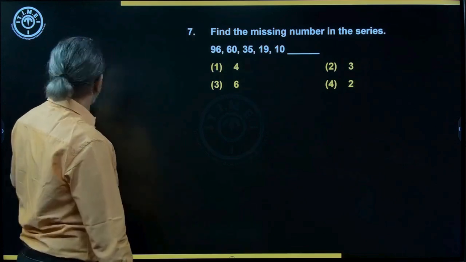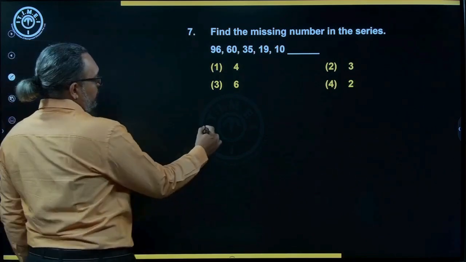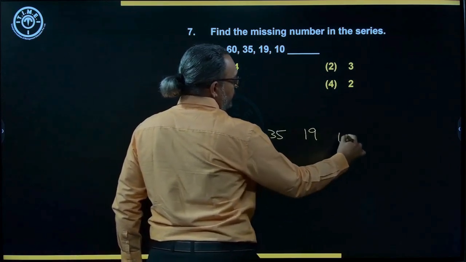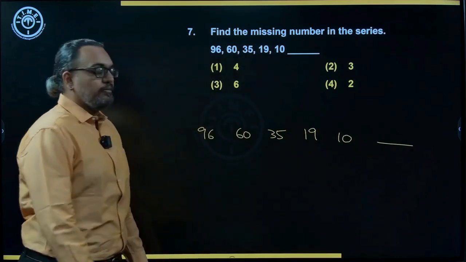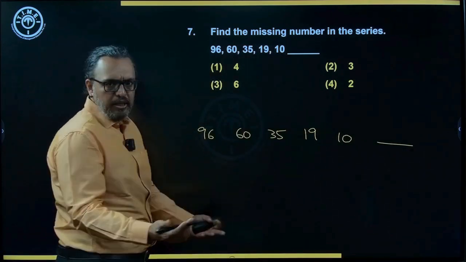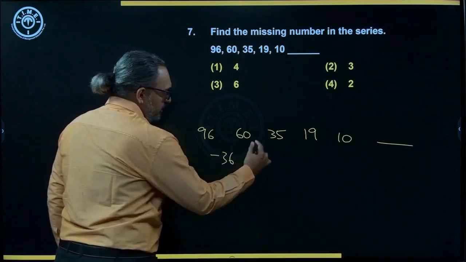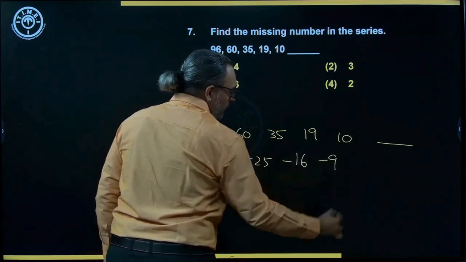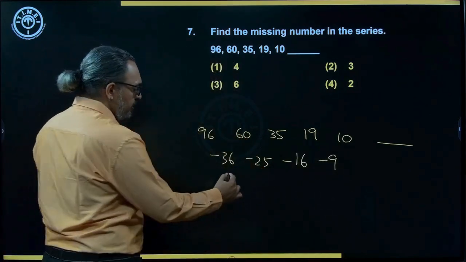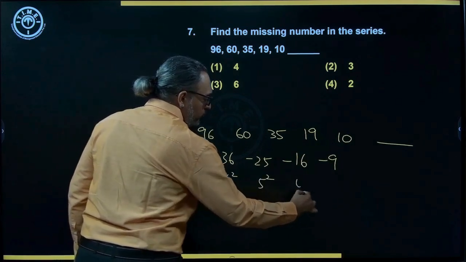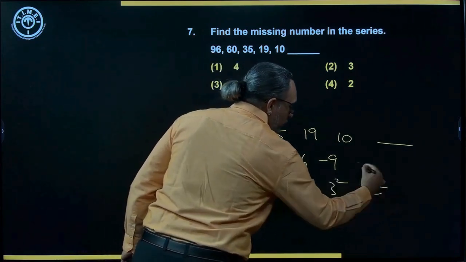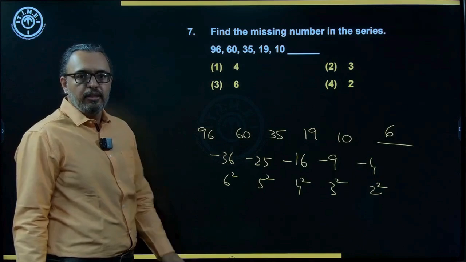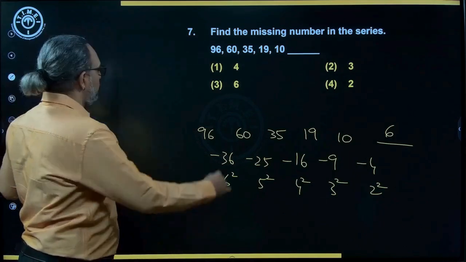Then next, 96, 60, 35, 19, 10, blank. Now check subtraction. We can do that. Minus 36, minus 25, minus 16, minus 9. How are these numbers? They are squares: 6 square, 5 square, 4 square, 3 square. So next is 2 square, minus 4. So we should get 6. And that's available in the third option, so we choose choice 3.